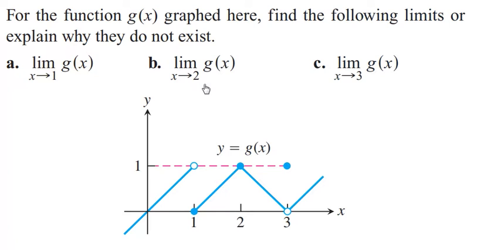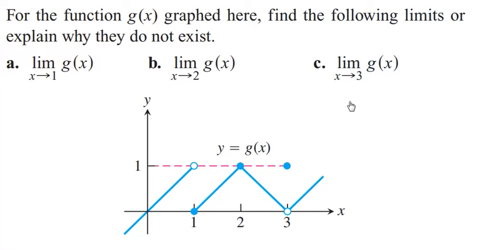For part B, the limit of g(x) when x approaches 2. When x approaches 2 from the left-hand side, g(x) approaches 1. And when x approaches 2 from the right-hand side, g(x) approaches 1 as well. So we can say that the limit exists and it is equal to 1.